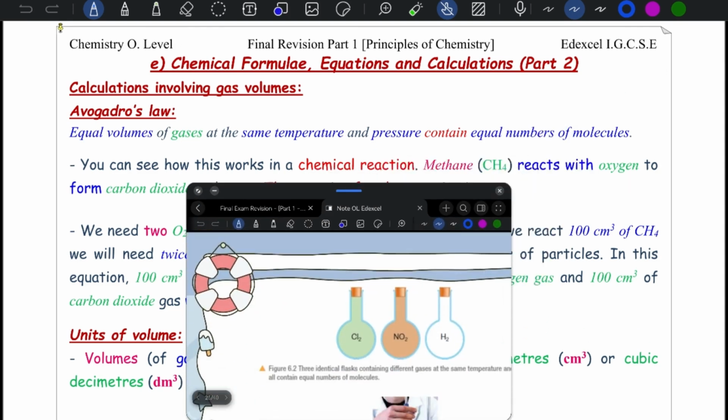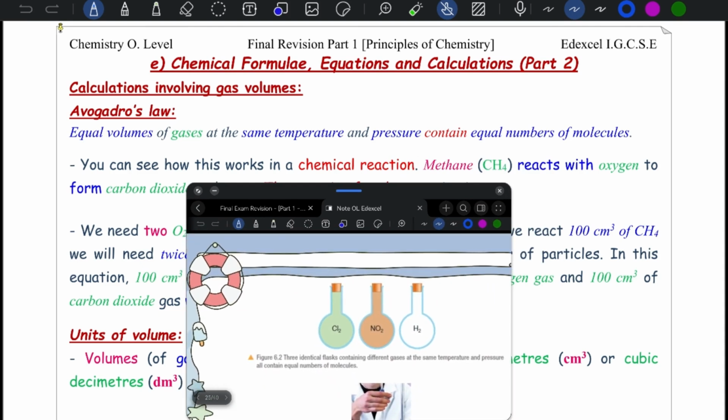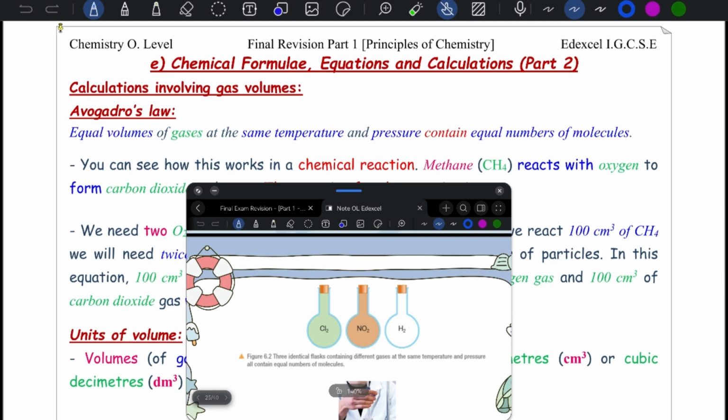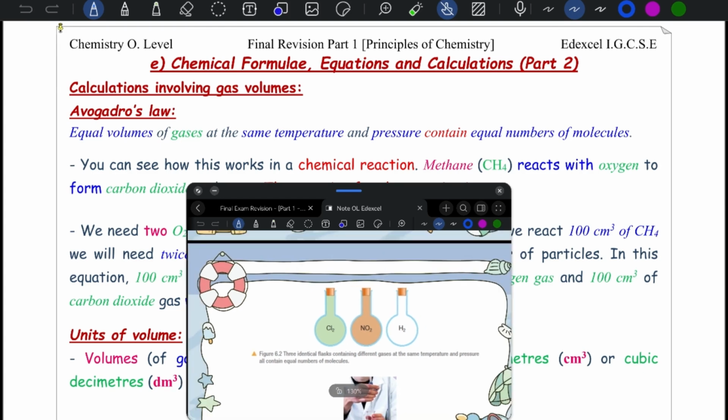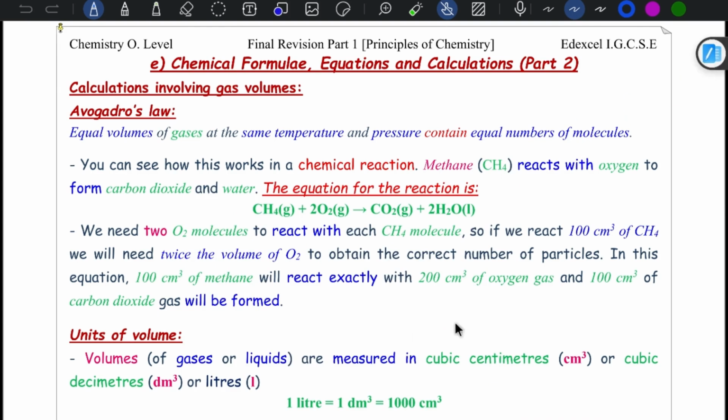Look at this. In this example, as you can see, we have 3 identical flasks containing different gases, chlorine, nitrogen dioxide, and hydrogen, at the same temperature and pressure, so all of them contain an equal number of molecules. All of them contain an equal number of particles, and this is considered Avogadro's law. So, Avogadro said that equal volumes of gases at the same temperature and pressure contain equal numbers of molecules.